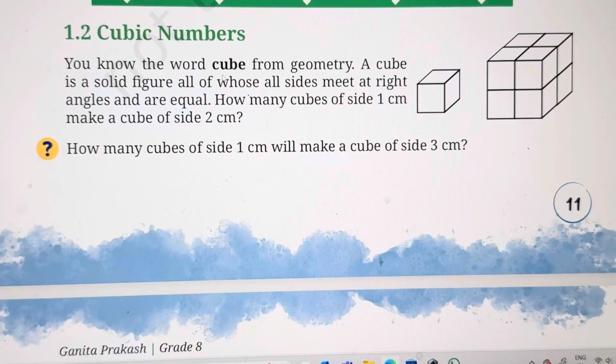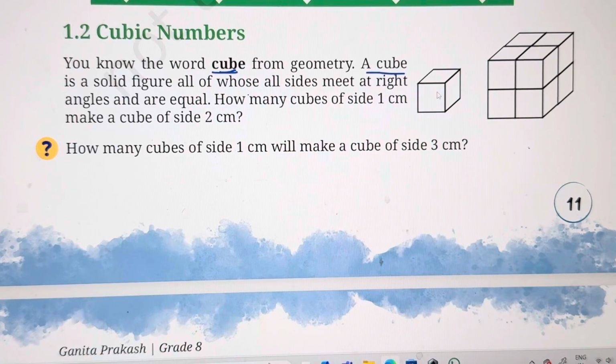Now, in geometry, you would have learned the word cube. You have also learned the word cuboid, right? So a cube has all sides equal. You can see this is a cube. All the length, width and the height are equal. All angles meet at right angles. It's a solid figure, a 3D shape, right? So this is 1 centimeter. Side is 1 centimeter and this is 1 cube, right?